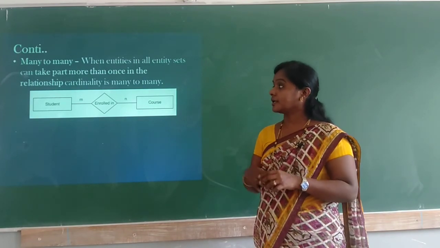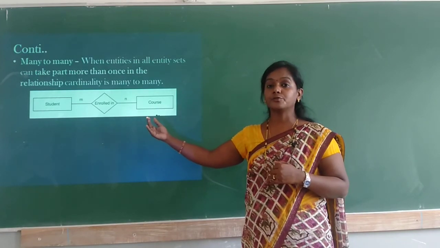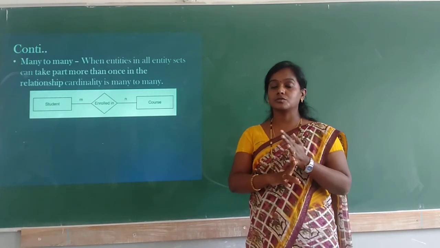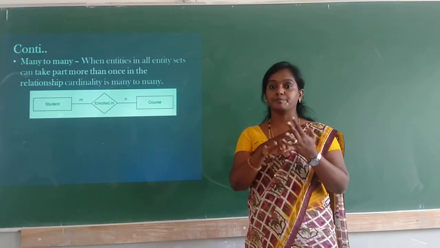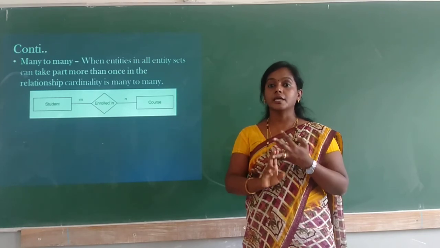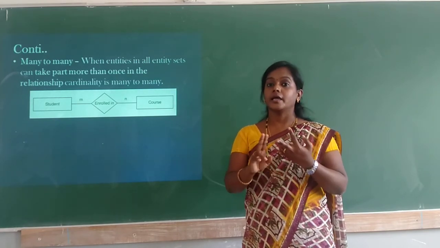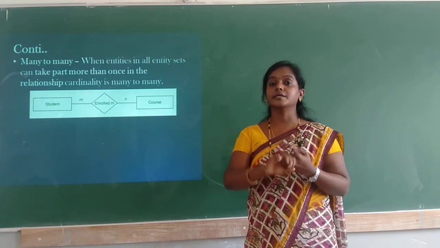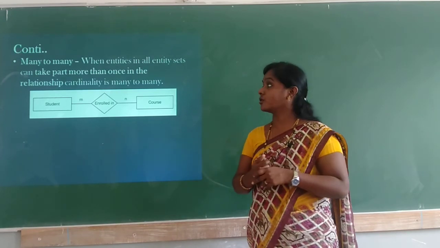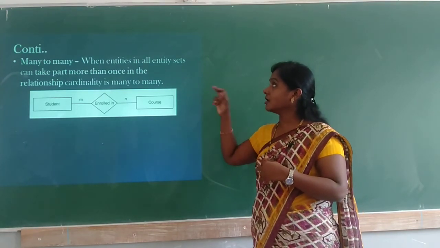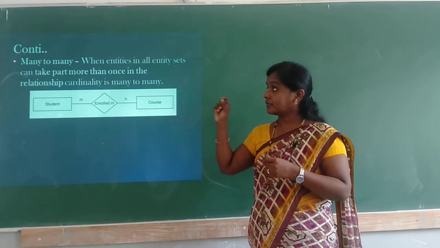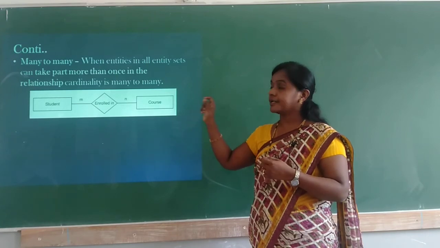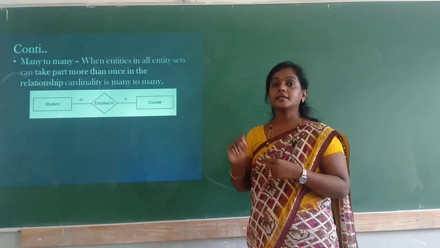Okay, many to many relationship means m number of students are enrolled in n number of courses. The student can join a PUC, and at the same time he can join some computer classes, and some drawing classes. That means m number of students are joining n number of courses. So when entities in all entity sets can take part more than once in the relationship, the cardinality is many to many.